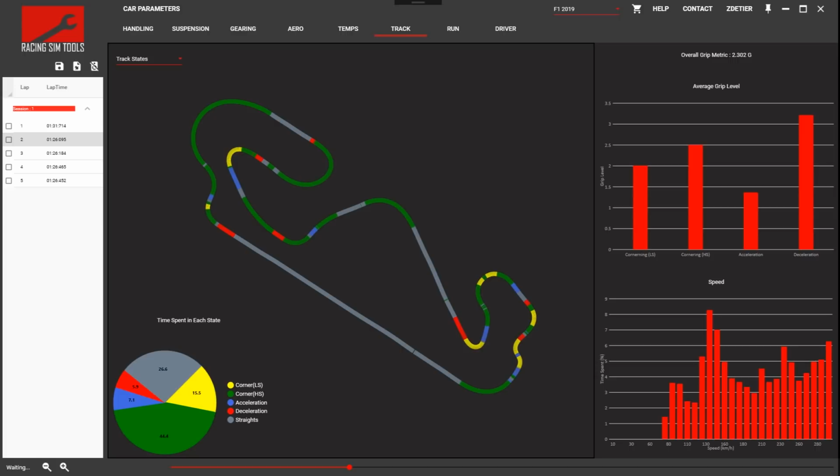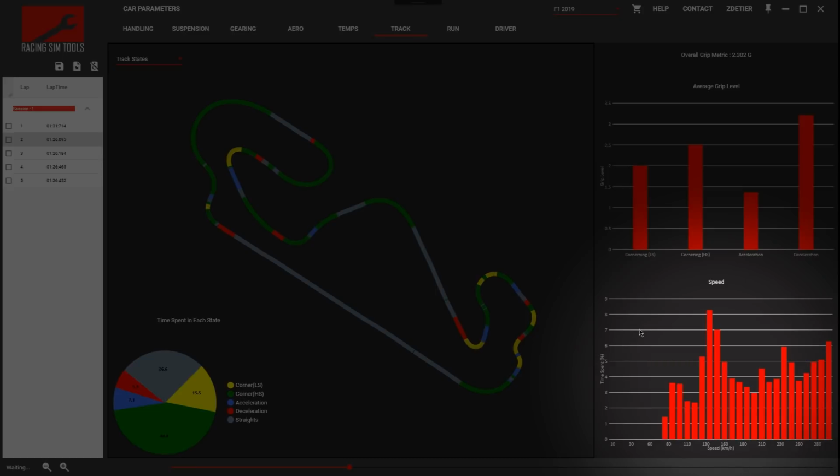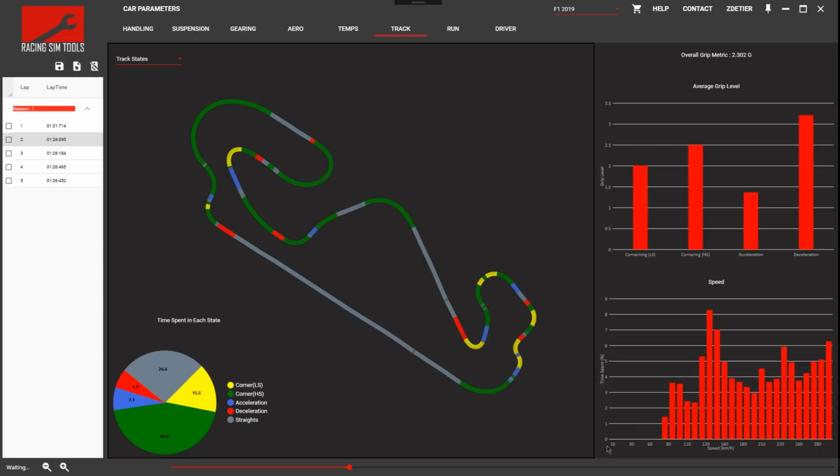The next thing we want to look at is the speed profile of the track. And to do this, we can look at the speed histogram down here in the right hand corner. This is going to show us what the speed profile of the given track is. So you can see the x-axis is the different speeds in kilometers per hour, and the y-axis is the time that we spent at that speed for this lap as a percentage.